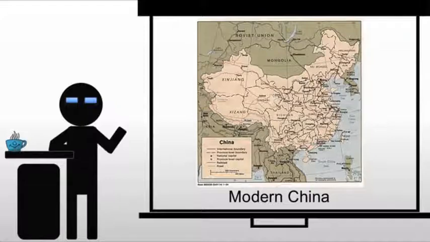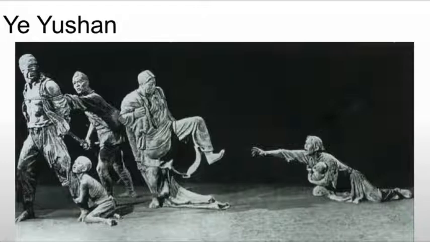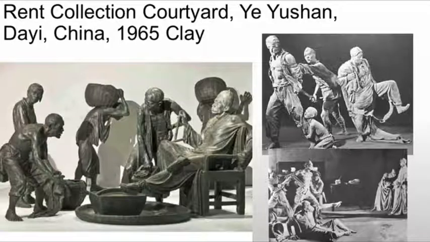And thus, communist art will come into vogue, and it focuses on social realism. It tries to serve the people in liberating and elevating the masses. And one of the great artists of this period is Yushan. And he creates Rent Collection Courtyard. And these are 3 scenes from it.